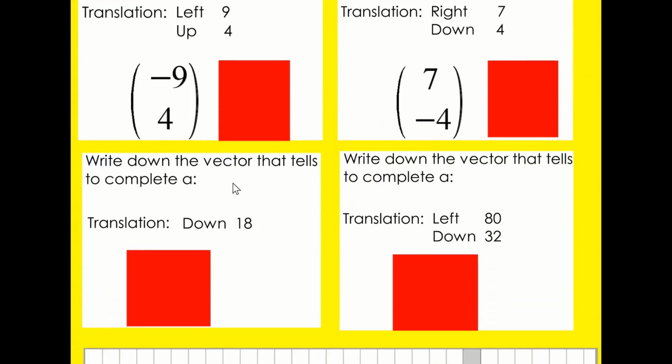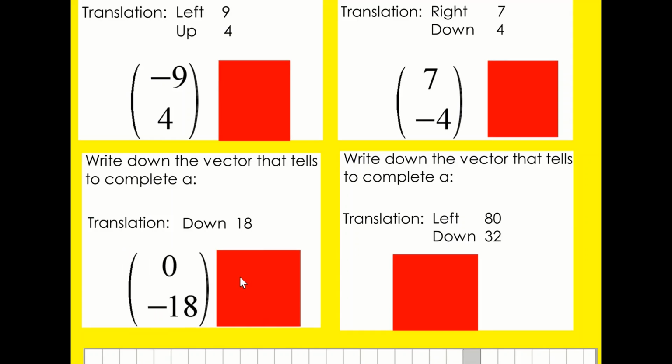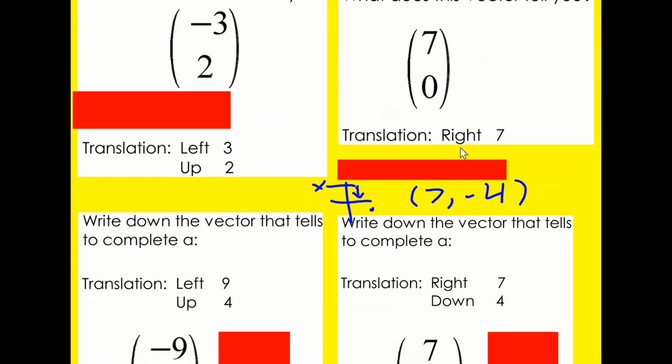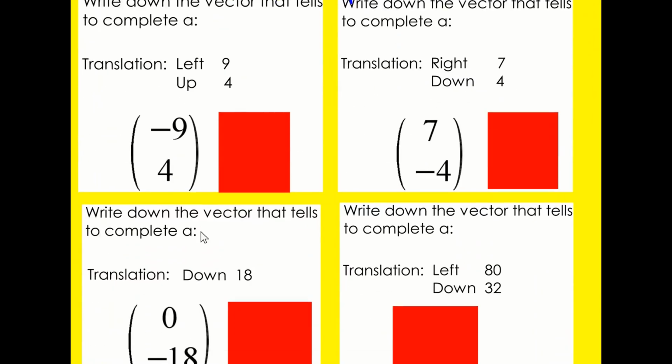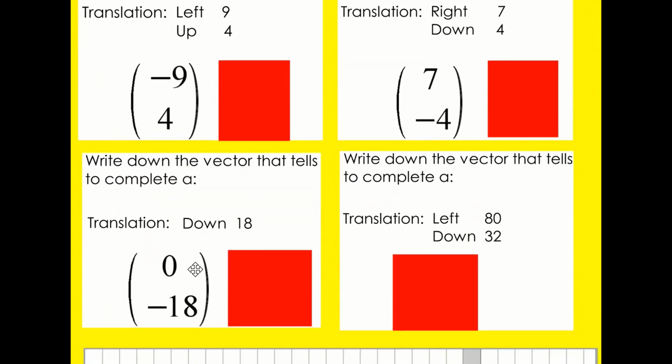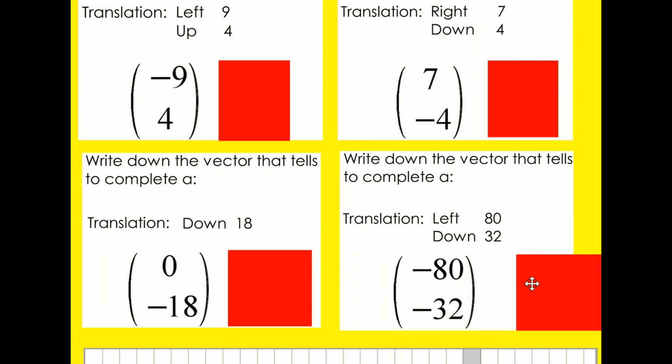All right, what about this one? Write down a vector that tells you to complete a translation down 18. Okay, now it's 0 along, so I need to put a 0 there. I can't just leave it blank. It needs to be there. I got away with it before, where I didn't need to write it, but when I write my vector, I need to show that I'm not moving left or right, but I am moving down 18. And then finally, this one, translation left by 80, down by 32. That gives me -80 and -32. So I'm kind of hoping you're buying into this.